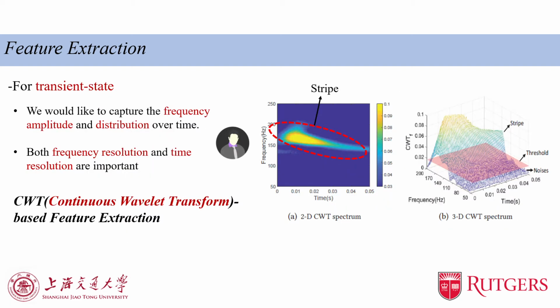For transient state, since the vibration signal is highly dynamic, we would like to capture the changes in signal amplitude and frequency as much as possible. So we apply a continuous wavelet transformation to the vibration signals and collect the stripes in the time-frequency plot as the features.